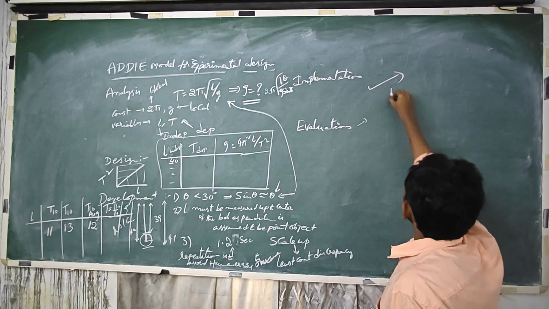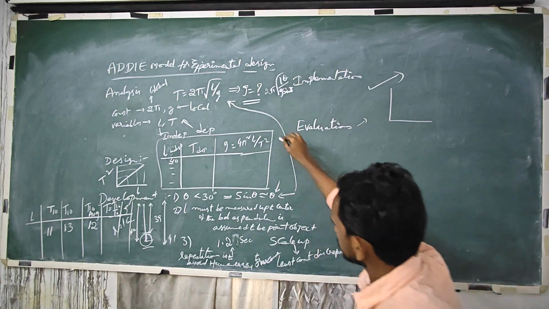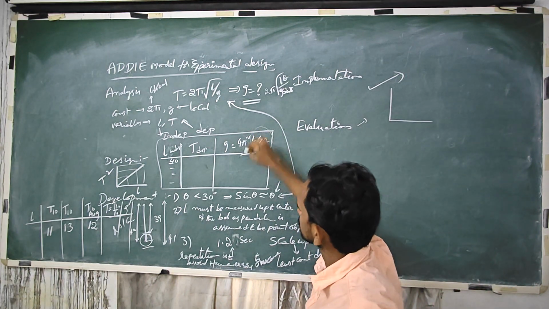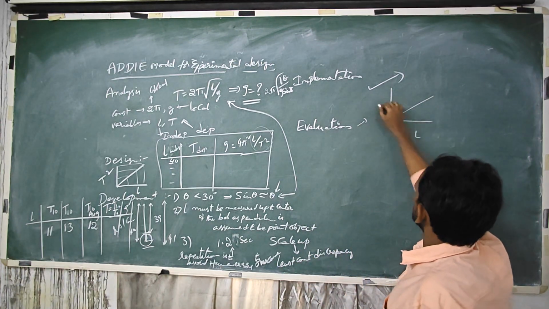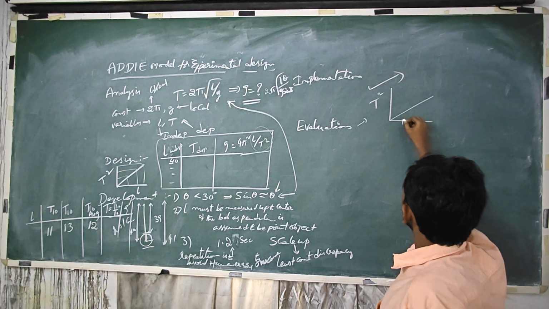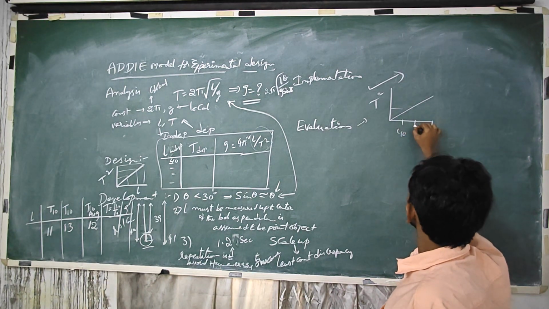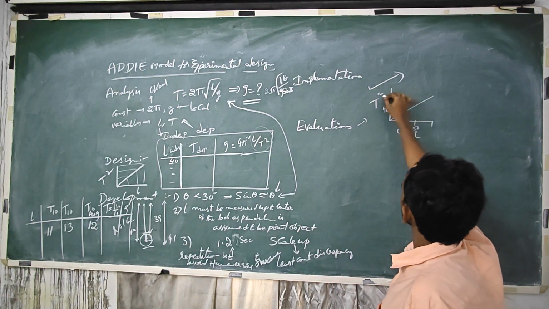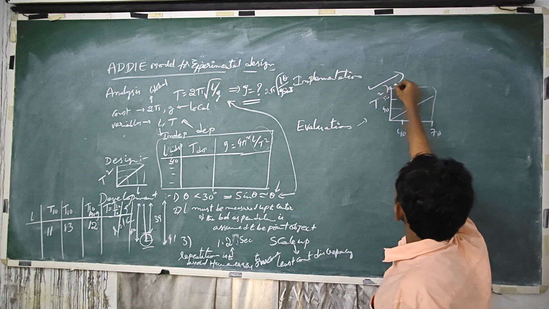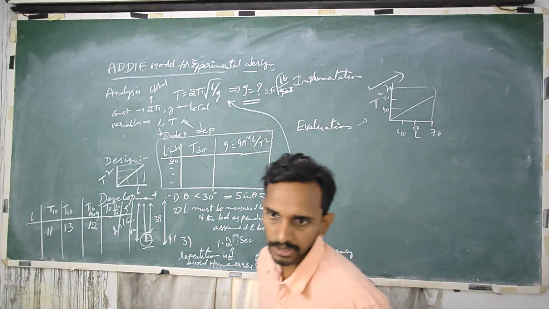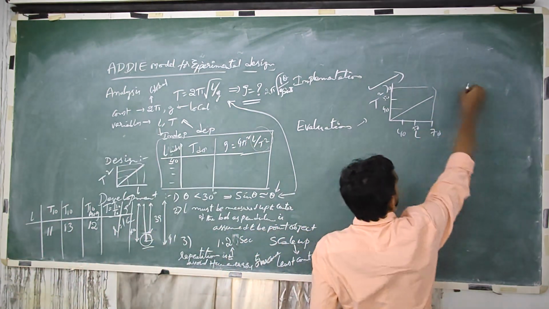Let's say our L by T square is 1, for the time being. So when you plot a graph of L versus T square, for L of 40, T square must be 40, for L 50, T square must be 50, for L 70, T square must be 70. Like that you have to obtain your values, if L by T square is 1.